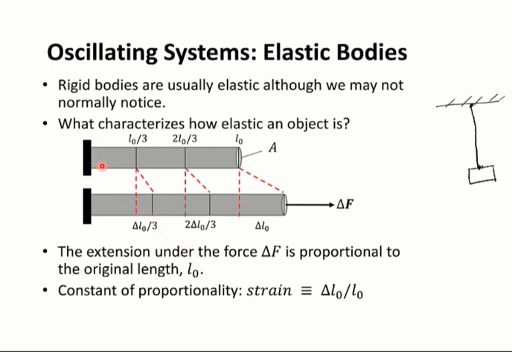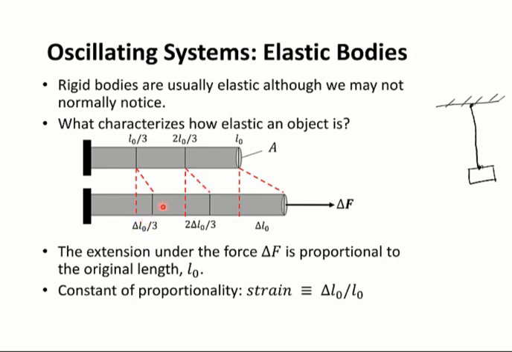Well, as you can see, here we have an elastic object. So if this length is L0, then if we divide it into 3 parts, it should be L0 over 3, twice L0 over 3, and this should be L0, okay? Now, if we pull it by applying this force, delta F, well, it should increase in size. So where should this point go? Well, according to this statement, it is proportional to this initial length, L0 over 3. So it should be delta L0 over 3, okay?